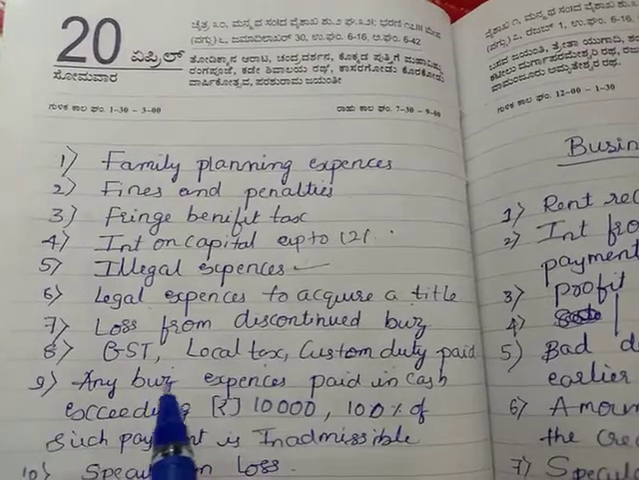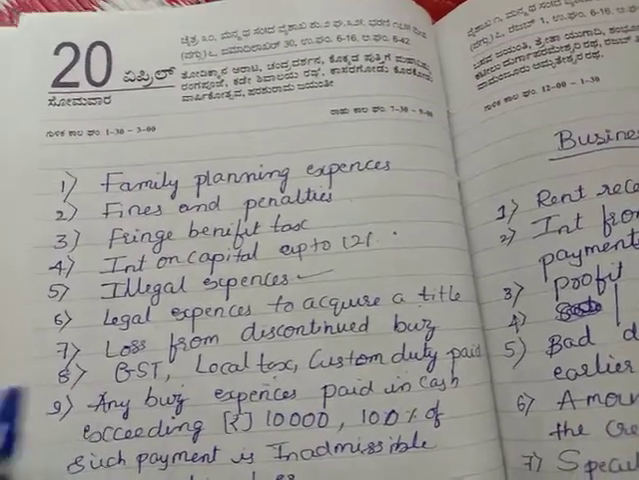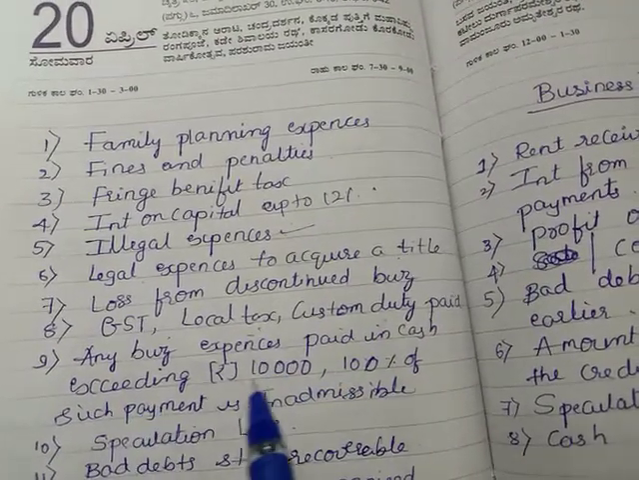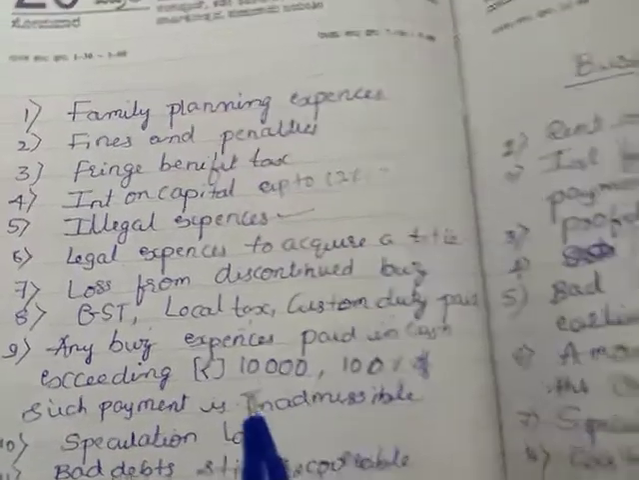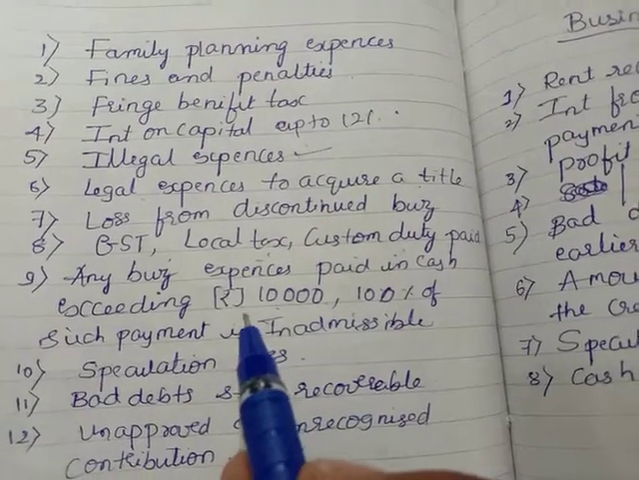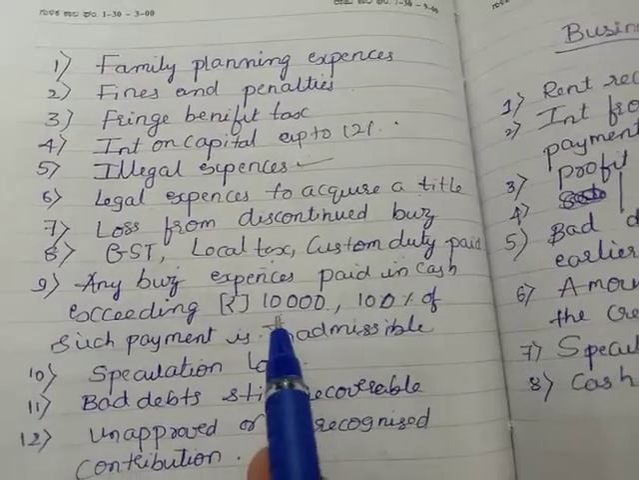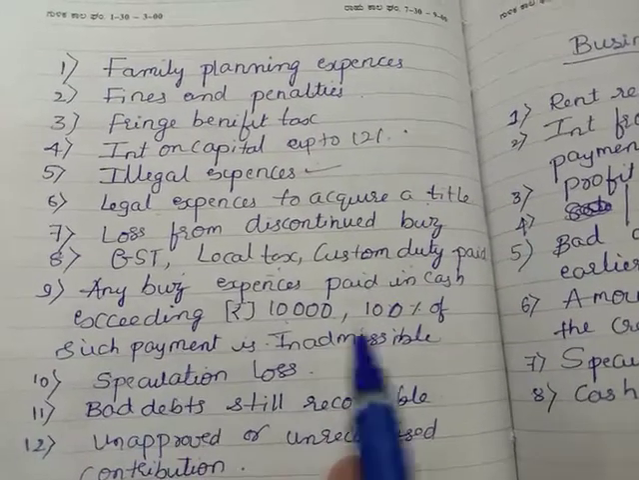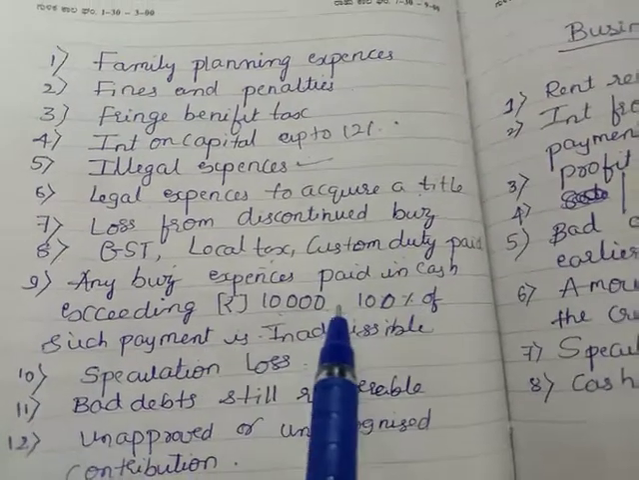If any GST, local tax, or customs duty paid is given in the problem, it should be added back to the net profit. Next, any business expenses paid in cash exceeding rupees 10,000: 100% of such payment is inadmissible. If any cash expenses exceeding 10,000 are given, that is business expenses also, and 100% of such payment is inadmissible. So the entire amount we will treat as inadmissible expenses.